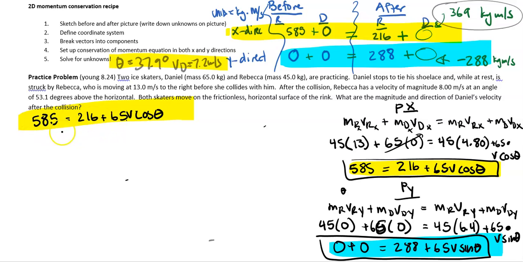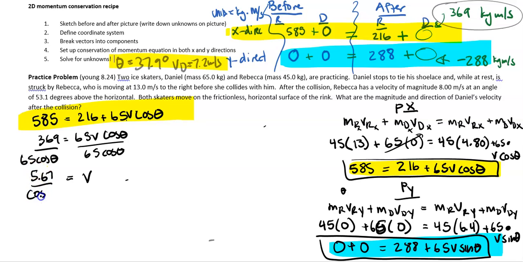So let's go ahead and solve for v. So I'm going to take away 216 from both sides. So let's see, when I do that, so that'll be what? 369 equals 65v cosine of theta. To get v by itself, I'm going to divide by 65 cosine of theta. So then this will just be 5.67 divided by cosine of theta.